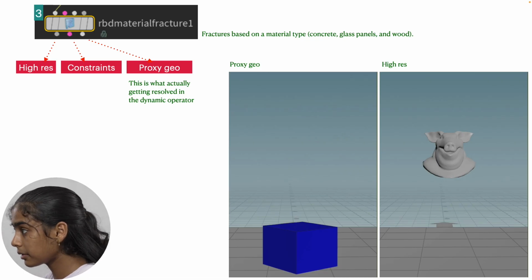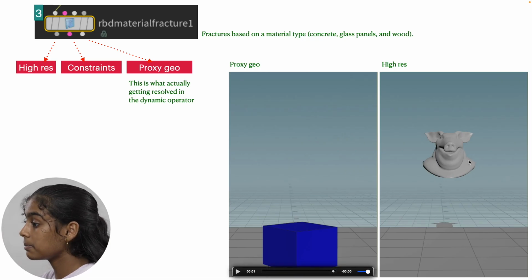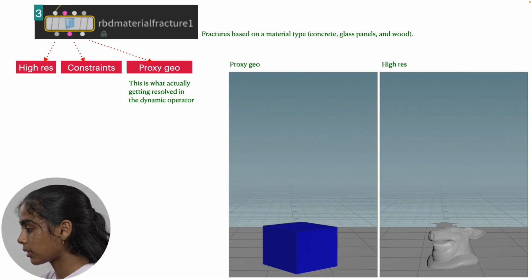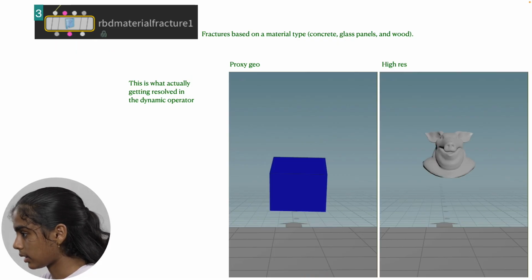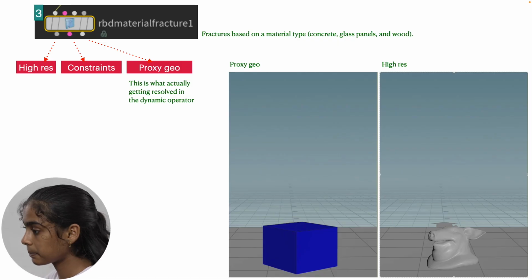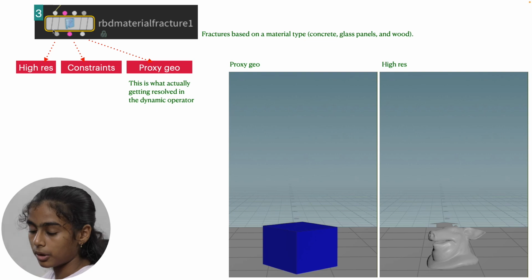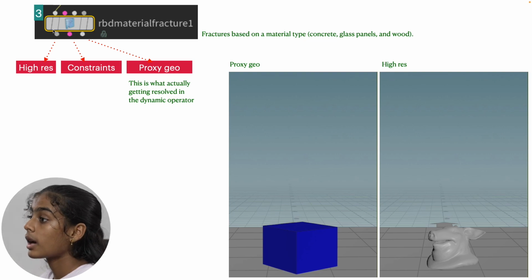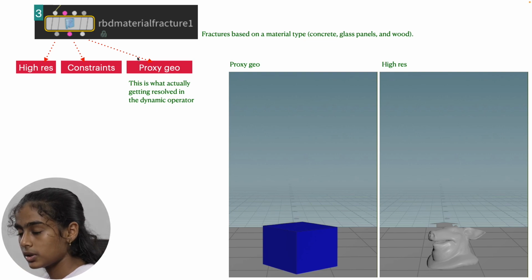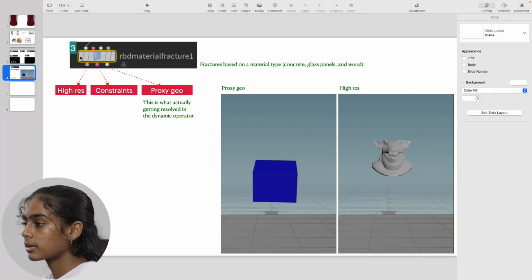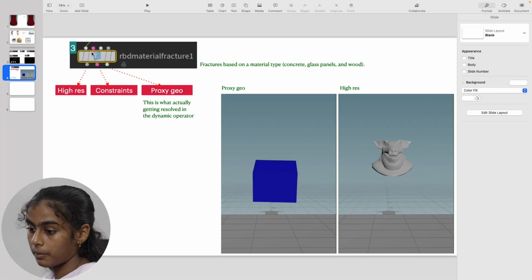And what we do with the high res, or rather the pig, is that we make it react the same way the box reacted. So if you can see, it's going to react the same way our box reacted. If I were to play that again, you can see that. So this means that we get the best of the Voronoi Fracture, which we use as proxy geometry, and the Boolean, which we use as high res. So that's the 3 types of fractures.